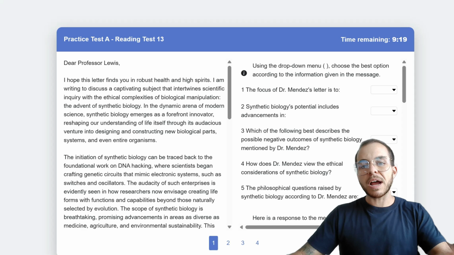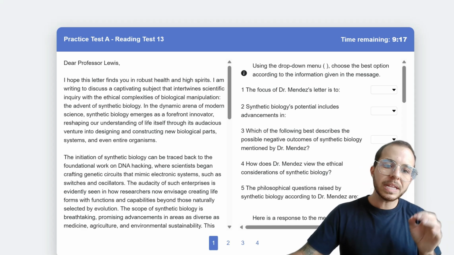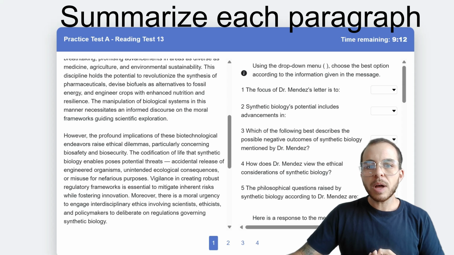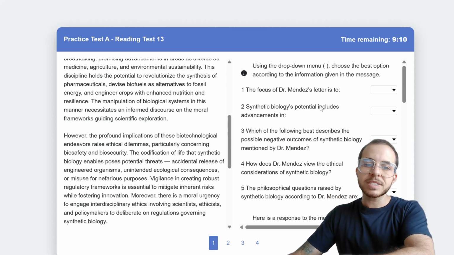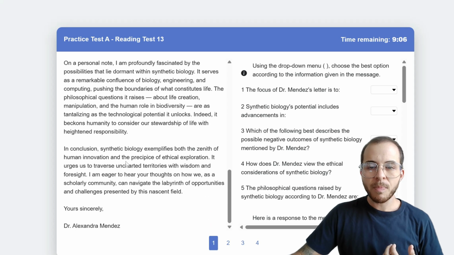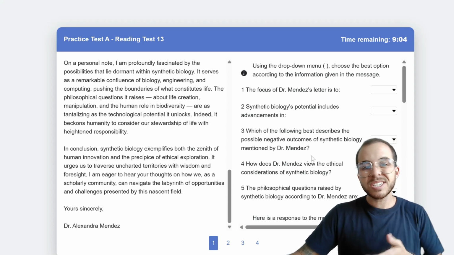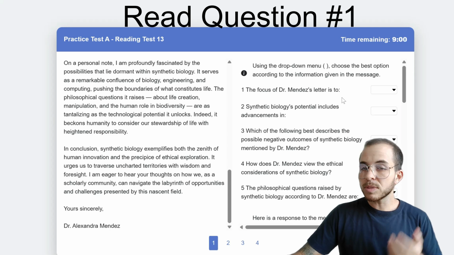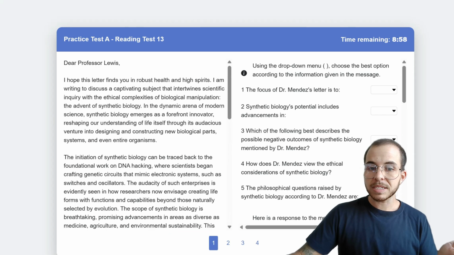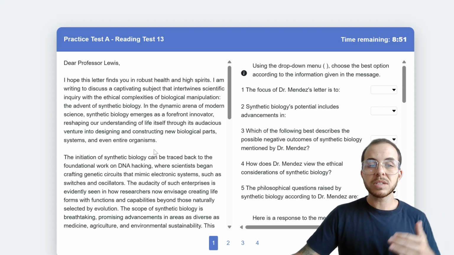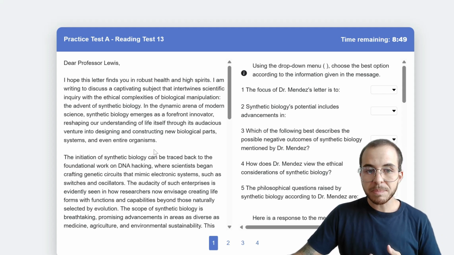For every paragraph, try to summarize quickly what you think each paragraph is about. This will help you when you go for the questions because you can quickly look back and find the answers. Then we're going to question number 1. We'll read the question, eliminate answers that seem completely wrong, and go back to the text. So throughout the entire reading section, you're hardly ever reading full passages. You're skimming and scanning the text.